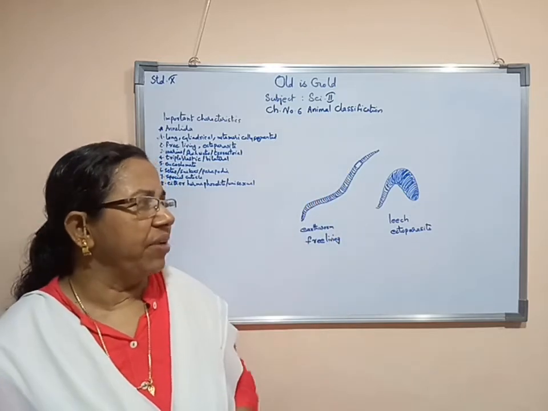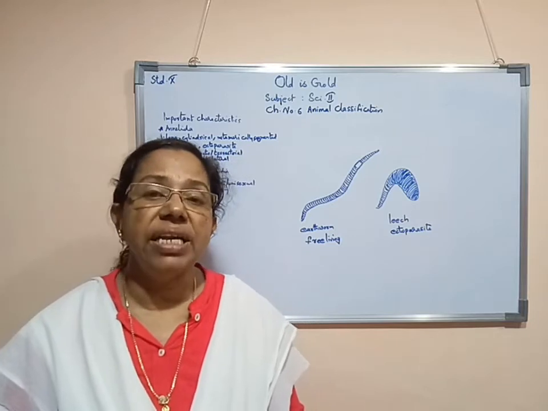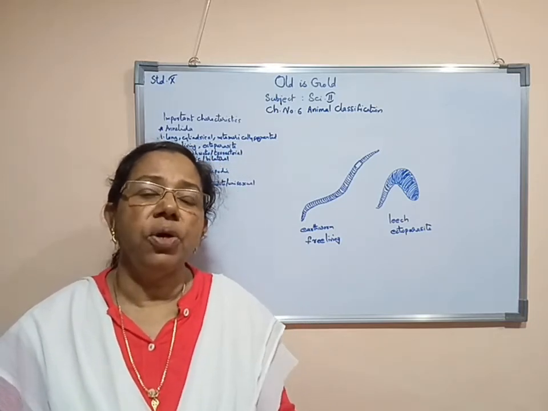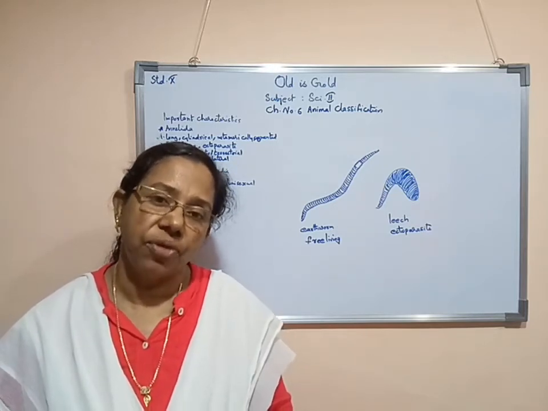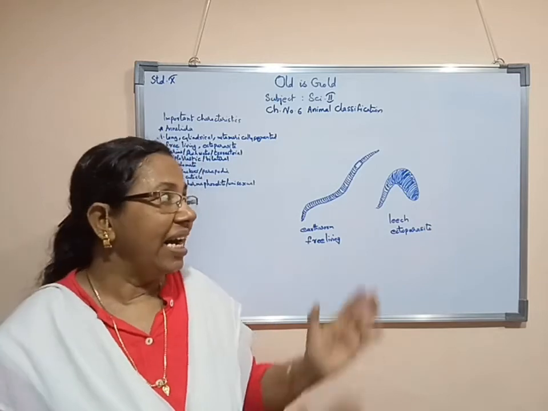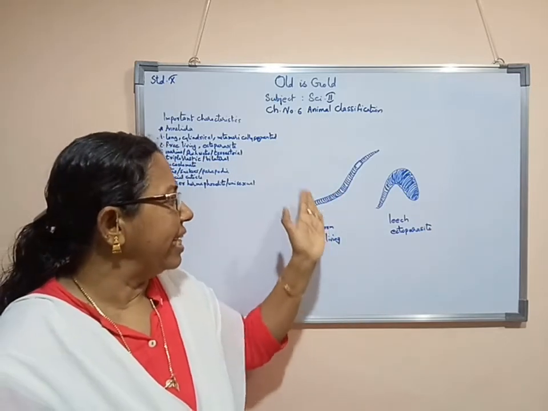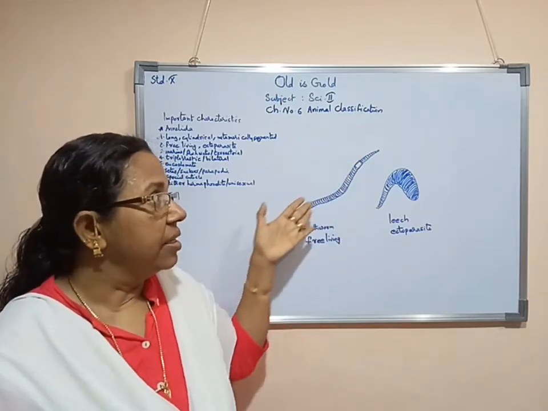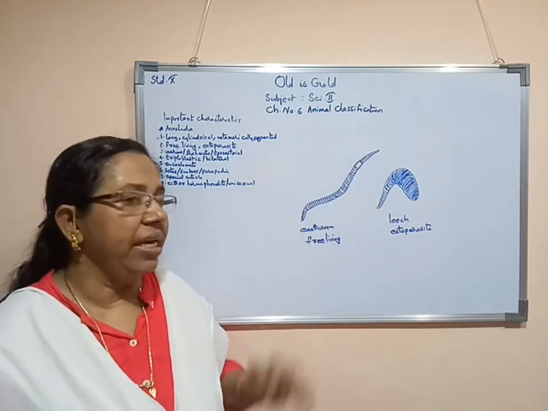Here one more example we have, that is earthworm. They are free living organisms. That means they do not depend on organisms directly for their food. They live on the land. Their body has many segments. They have a cylindrical shape and they are very long.